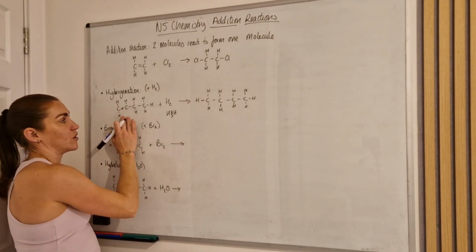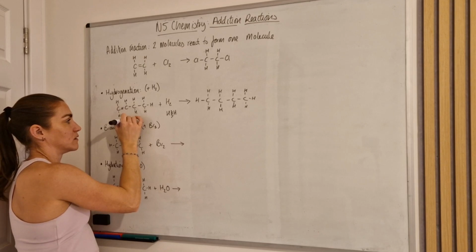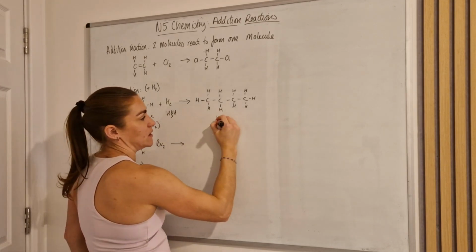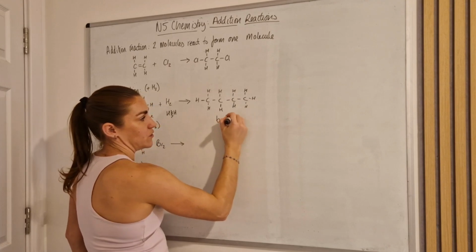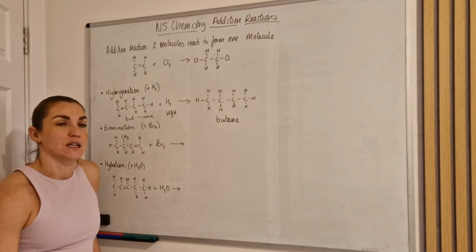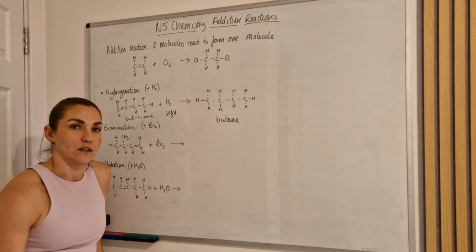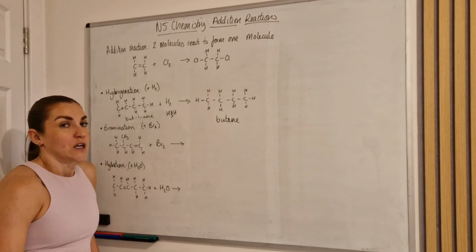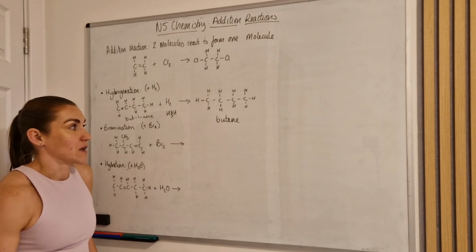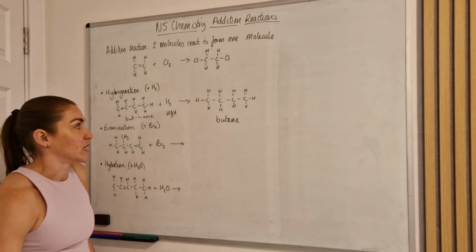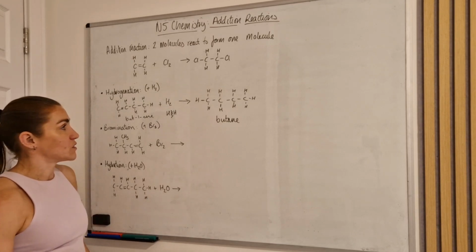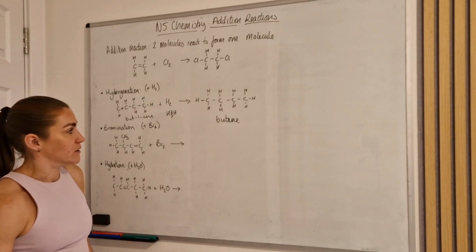So here we've gone from having but-1-ene to making butane through hydrogenation. Okay, so that's what happens when you hydrogenate an alkene. You make the alkane with the same number of carbons. So if we were to hydrogenate pent-1-ene, then we would make pentane. If you were to hydrogenate ethene, you would make ethane. So that's something that's good to bear in mind as well.